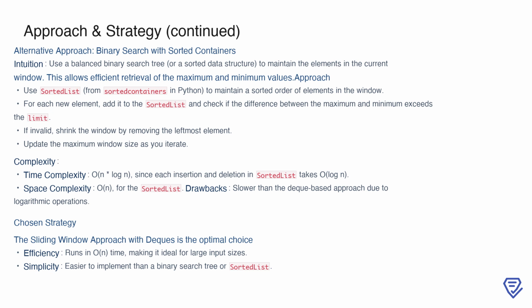As we iterate through the array, we add each new element to the sorted list and check whether the difference between the maximum and minimum values in the list exceeds the limit. If the window becomes invalid, we remove the leftmost element to shrink the window.